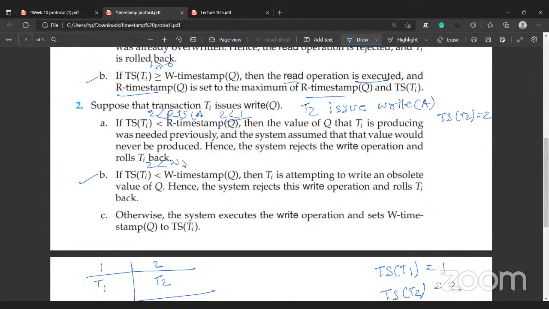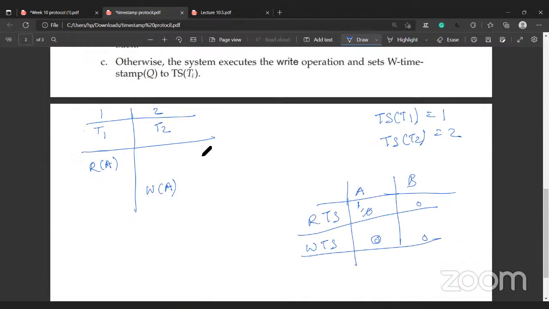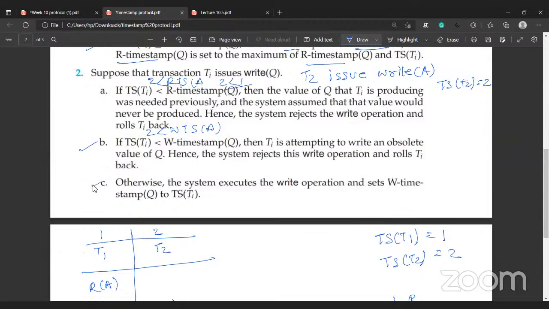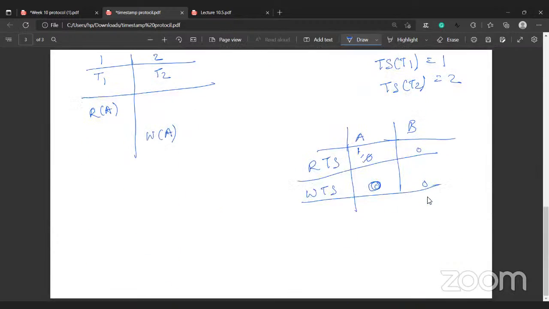2 less than the WTS of A? It is false, because the write timestamp of A is 0. So now go to the last condition. Otherwise, the system executes the write operation and sets the write timestamp of Q, WTS, equal to the transaction timestamp of T2, which is 2, right? So it will be executed.